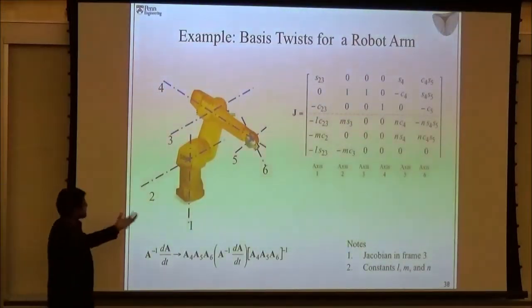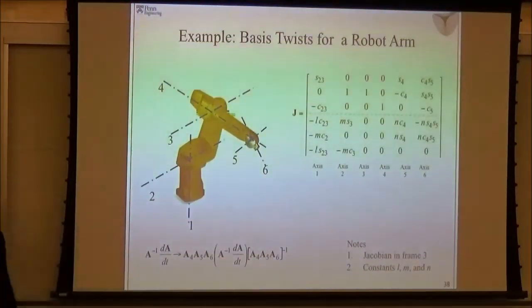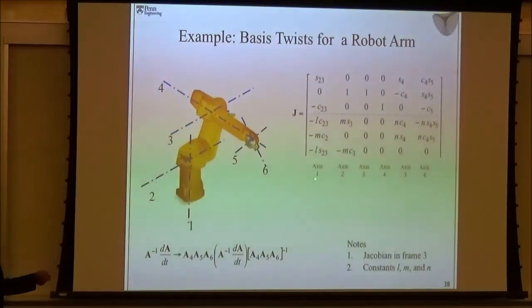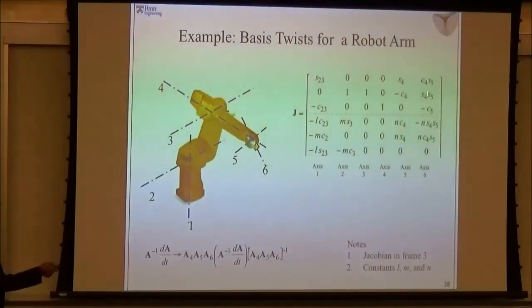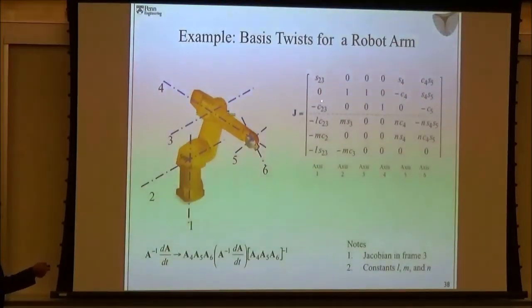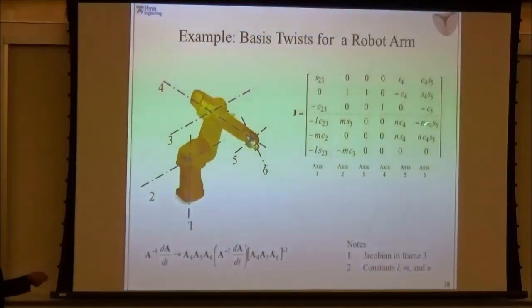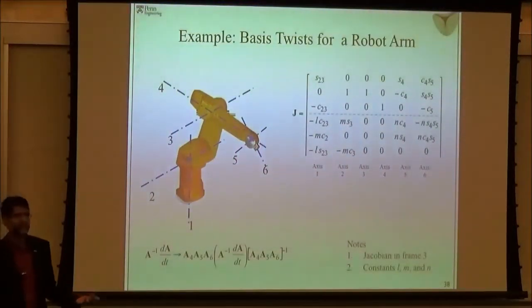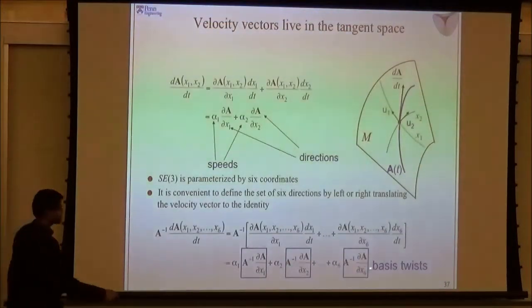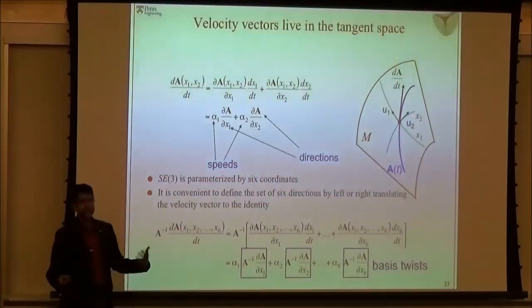So, for example, if you look at a robot manipulator, a way of thinking about the basis is by, again, looking at A inverse times partial A partial x1, x2, x3. And if you take those coordinates to be the joint angles, one for each axis, you can essentially find the basis twist. And this turns out to be nothing else than the Jacobian. So essentially, these are the columns of your Jacobians if you take x1, x2, x3, etc., to be joint angles.